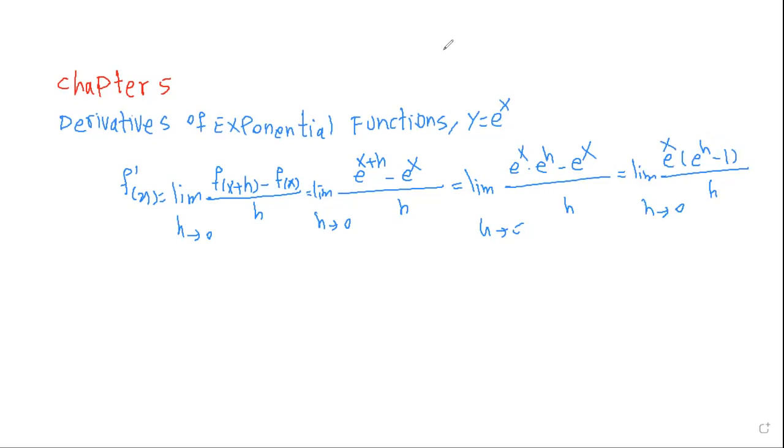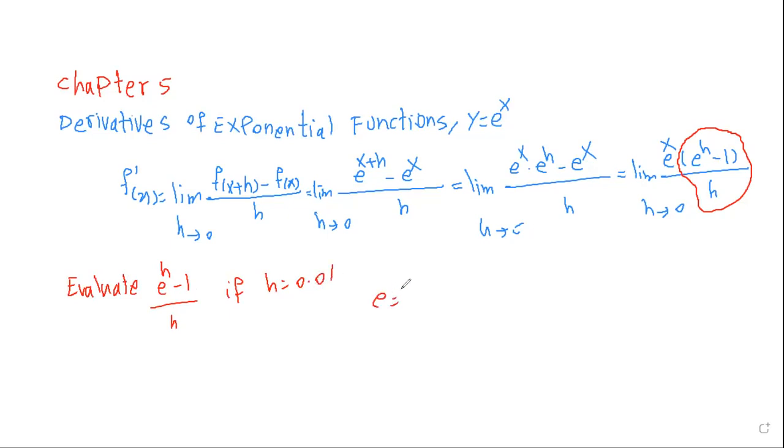Now, what is this ratio? e^h minus 1 over h as h approaches 0. Make sense? Now, what is this ratio? Let me try, okay? I'm going to evaluate e^h minus 1 over h if h is 0.01. You know, e is what? 2.78. Make sense? Napier, yeah? Then let me calculate. One second.